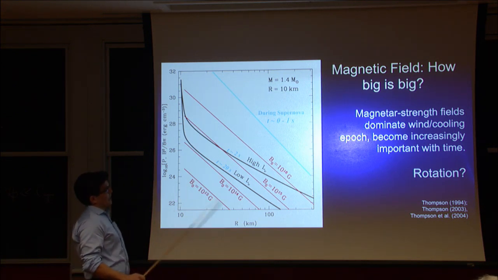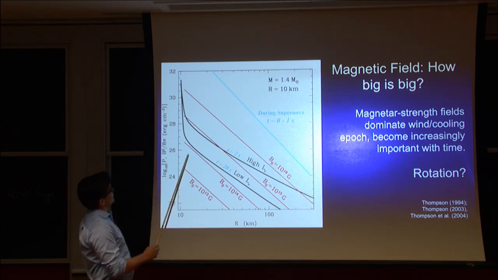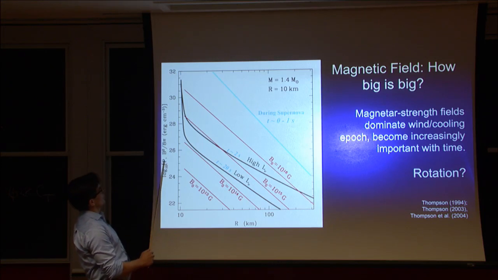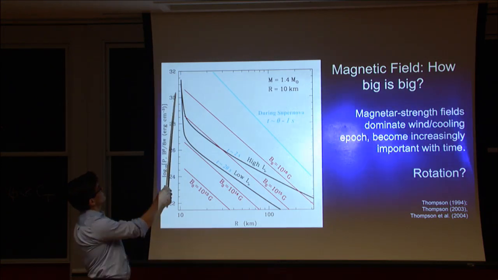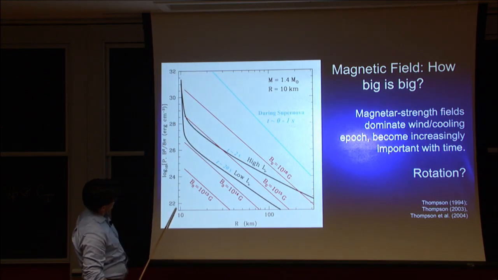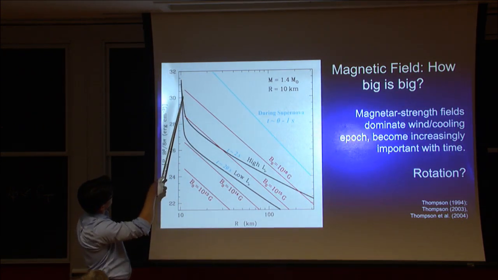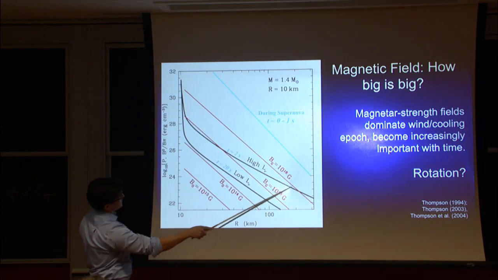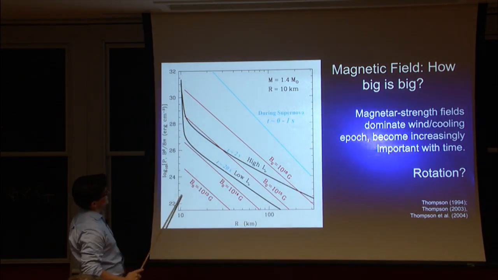So what you do is you take a neutron star wind. This is actually a profile of a neutron star wind. Here's pressure, this is P in log units, some big CGS unit, doesn't matter. Here is the neutron star surface, 10 kilometers. Here's an exponential profile, and then the wind coming off of it, pressure as a function of distance.